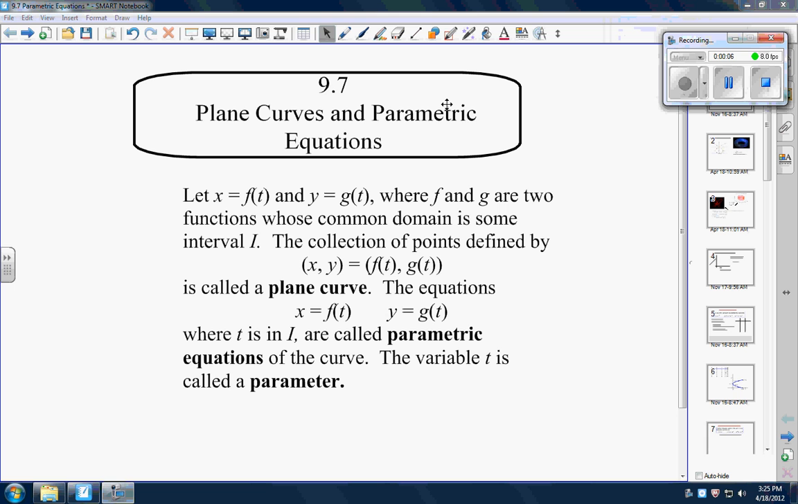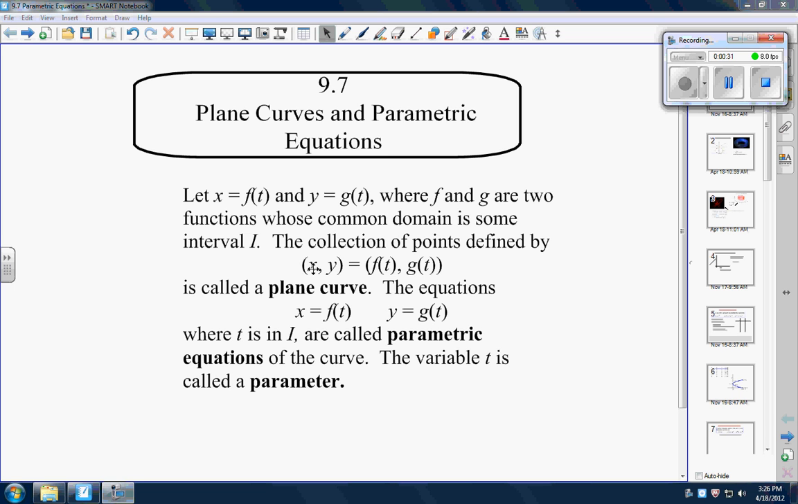To finish up chapter 9 here, we're going to take a look at what's called plane curves and parametric equations. So here's the standard math definition that you'll see. Certainly don't want you to write it down, just kind of understand what's going on, then we'll take a more straightforward approach to it. So you let x be some function f, you let y be some function g, so they share some common domain.